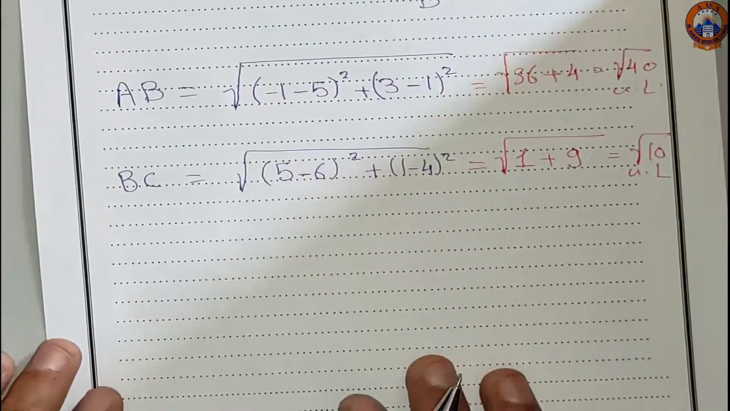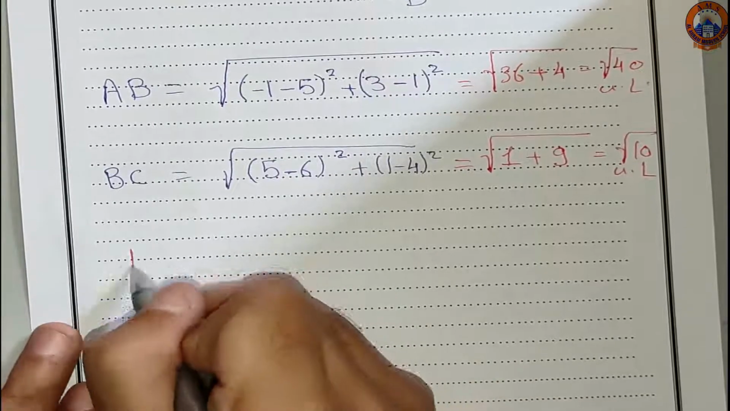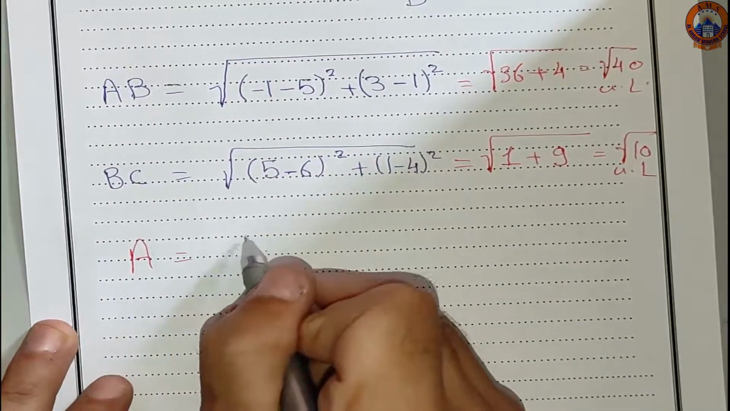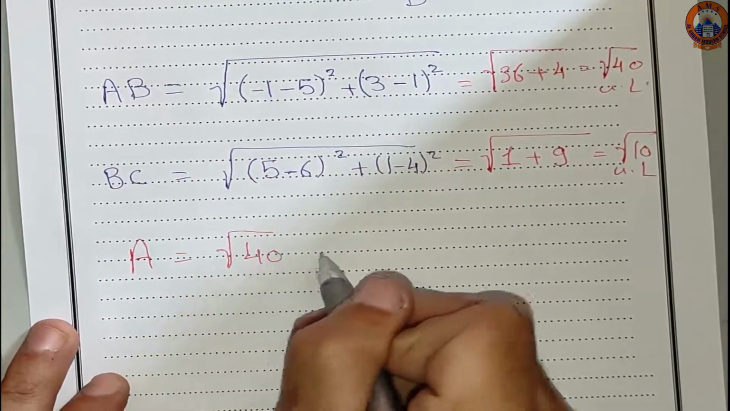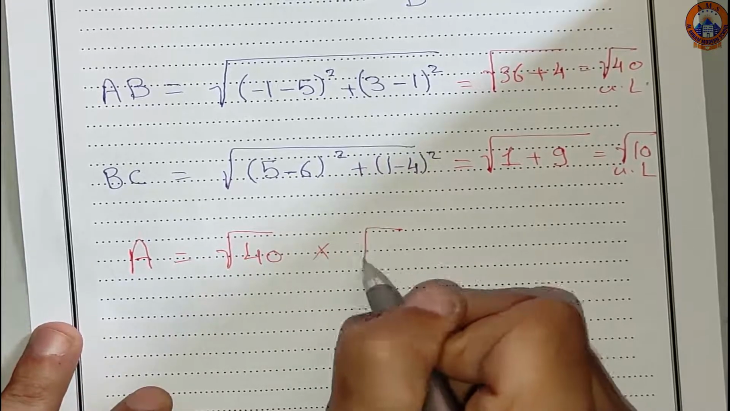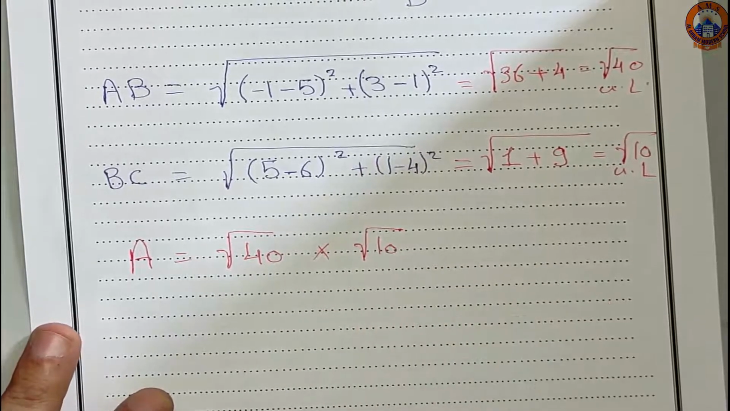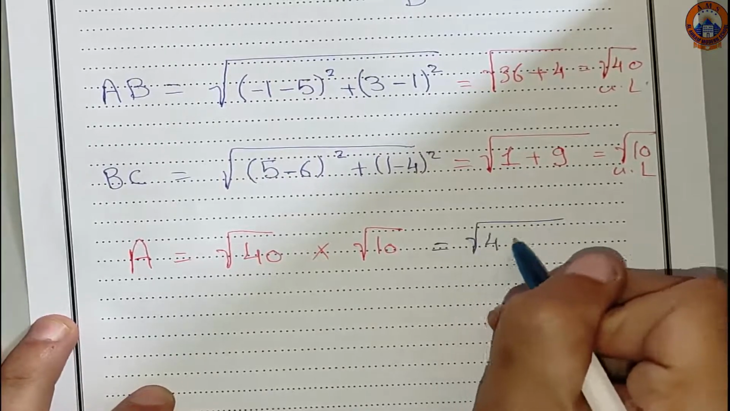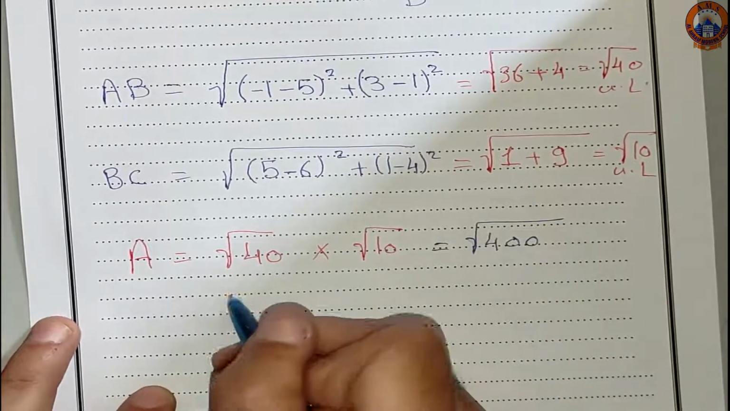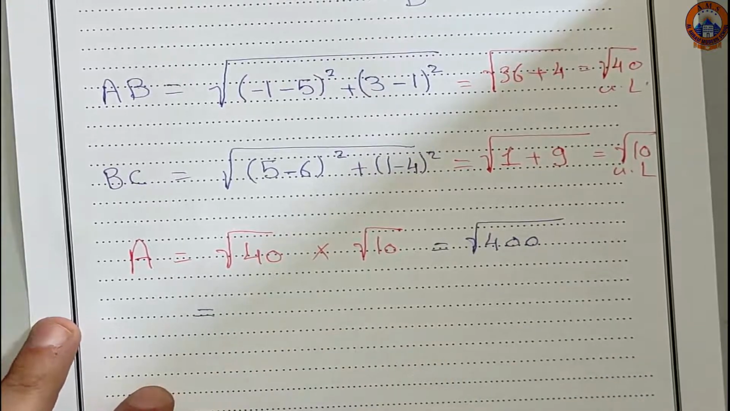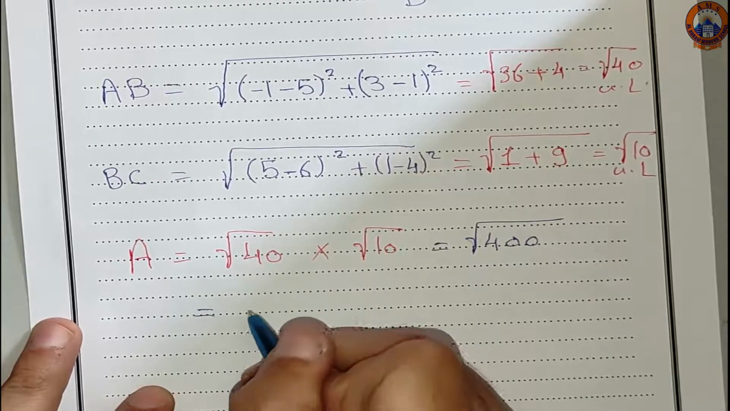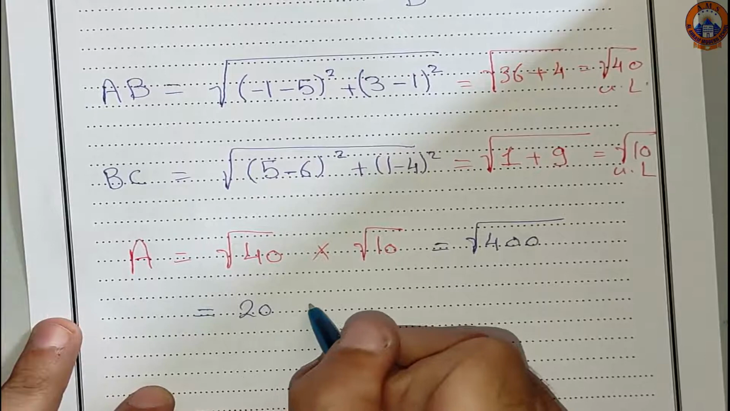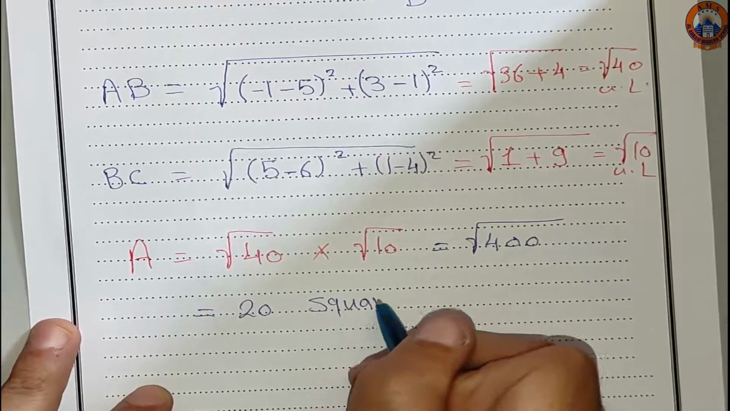Here are the length and width, AB and BC, so the area is going to be equal to root 40 multiplied by root 10, and this is going to be equal to the square root of 400, and this is going to be equal to 20, and this is in square units.